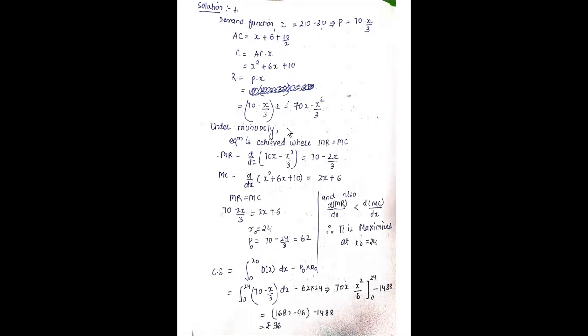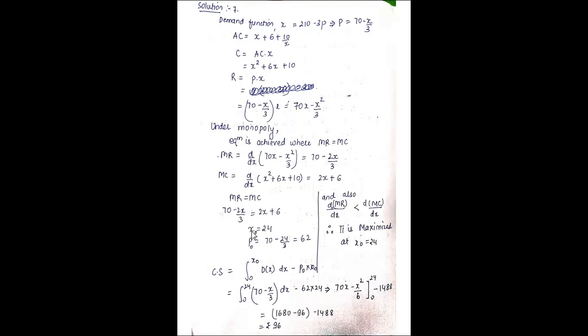Now under monopoly, the equilibrium is achieved when marginal revenue and marginal cost are same. So marginal revenue, what? Differentiation of revenue. Revenue is this, just taking derivatives d/dx on both sides, we get marginal revenue. And similarly, marginal cost will be what? Taking derivatives of total cost. Total cost is this one, just taking d/dx, we get marginal cost. And these two are same for monopoly. Marginal revenue equals to marginal cost. From this, we get x.